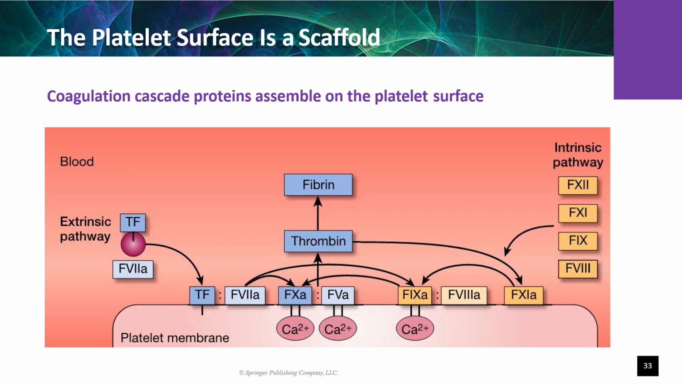Factor 7A initiates the common pathway, generating factor Xa, which is stabilized by factor 5A and functions as prothrombin convertase, cleaving prothrombin to release active thrombin. Factor 7A also activates factor 9, adding to the intrinsic pathway reinforcement of the early extrinsic pathway activity.